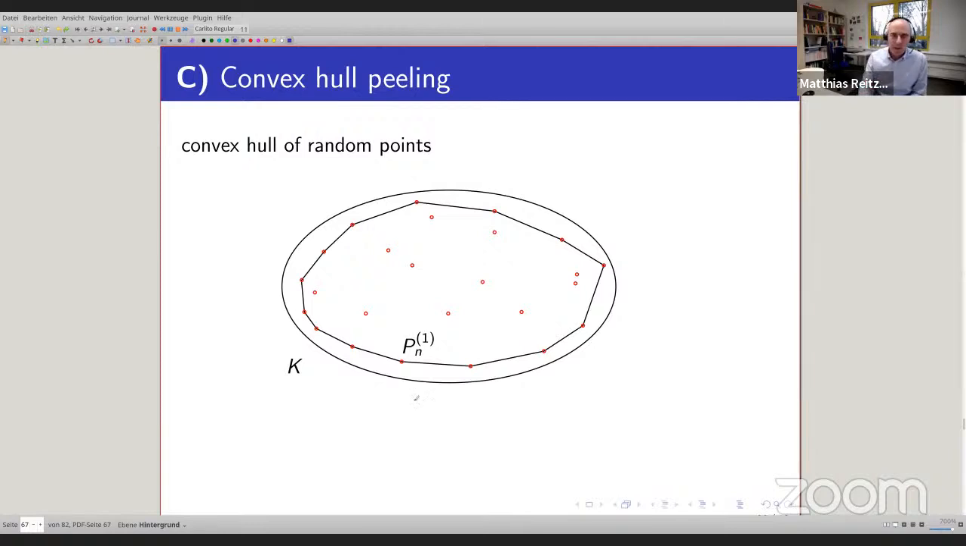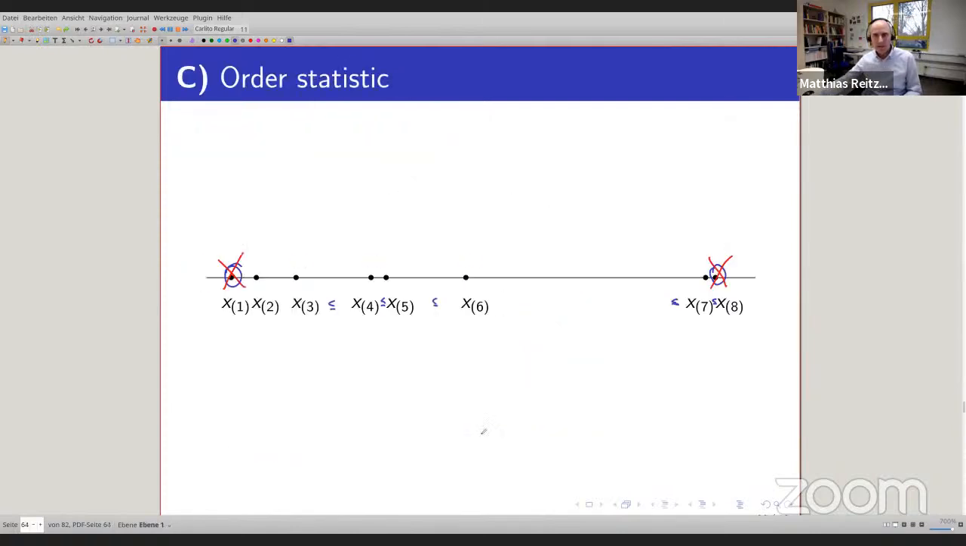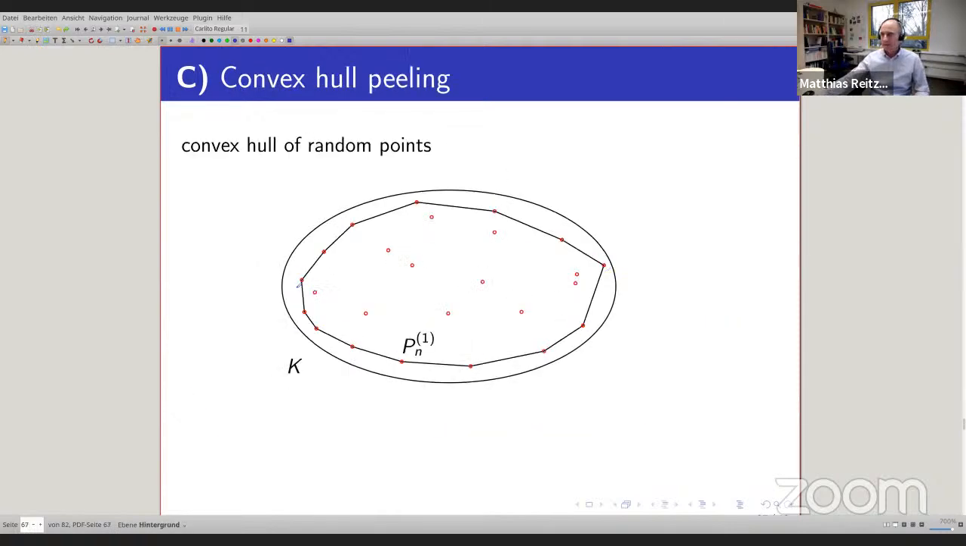So this is the first order statistic somehow. The convex hull is the other extreme points. And if we go back to the order statistics, what we did here is we had x1, then the next step was x2, the next step was x3. Can we continue in the same sense in this?